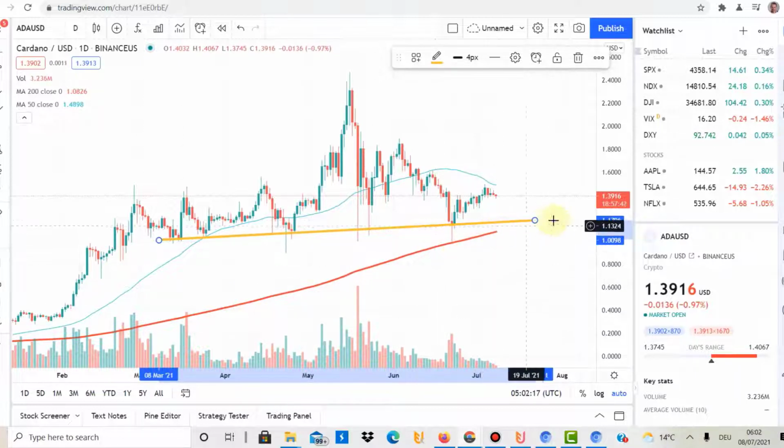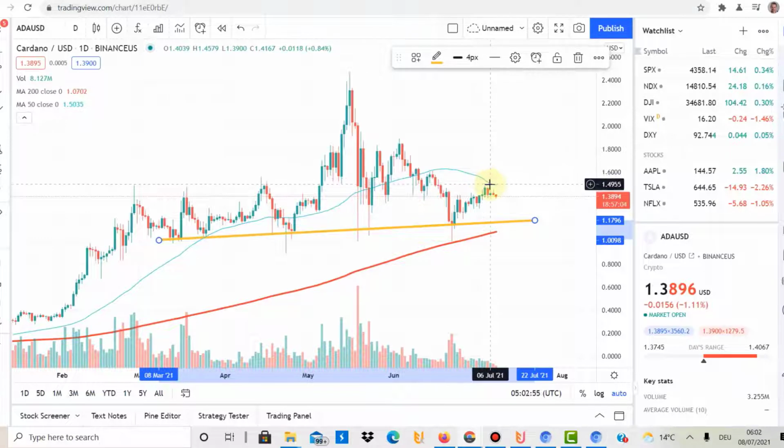Now, a very interesting observation is that if you look at the Bitcoin price, which I don't have open now, the 50-day moving average is below the 200-day moving average, because that death cross happened, as you probably have heard, a few weeks ago. That always is the case if the 50-day moving average crosses below the 200-day moving average. But this has never happened on Cardano, at least not recently, which is actually quite positive.